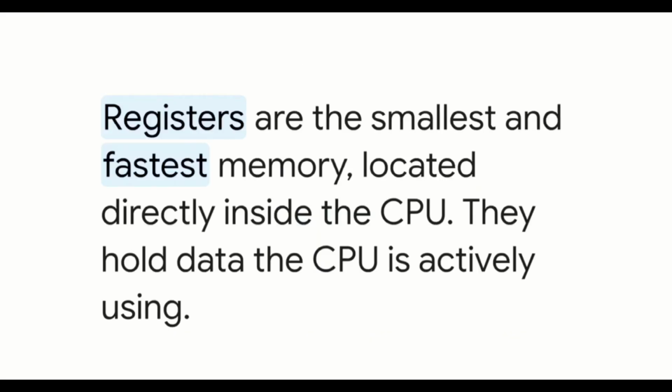And at the very, very top of the pyramid are the registers. Now, these are tiny, tiny amounts of memory located directly inside the CPU itself. They hold the exact piece of data that the CPU is working on in that precise instant. This is the absolute fastest access you can possibly get.